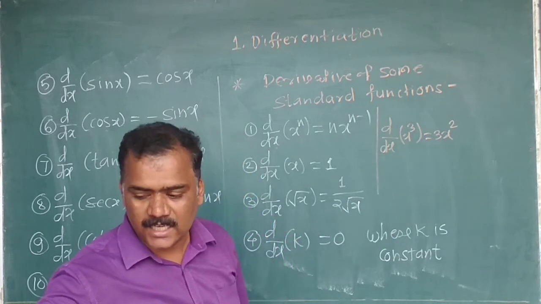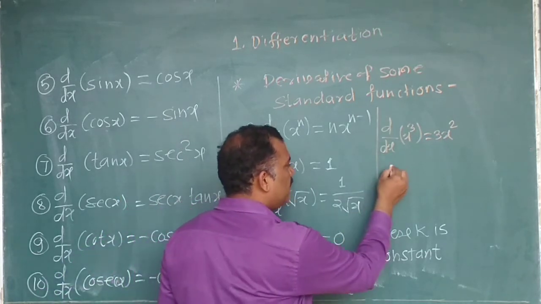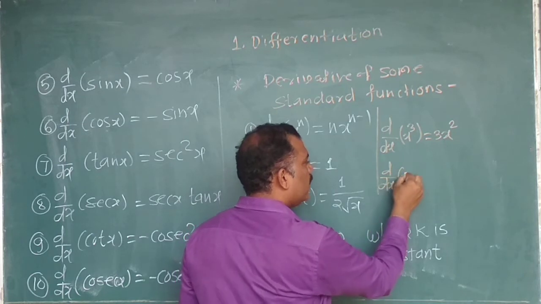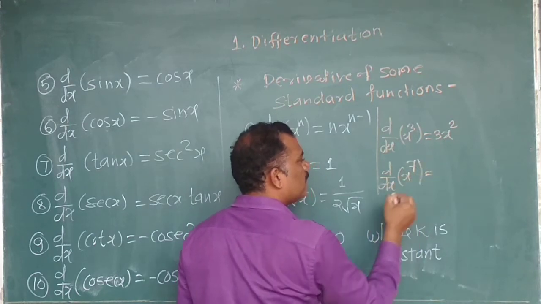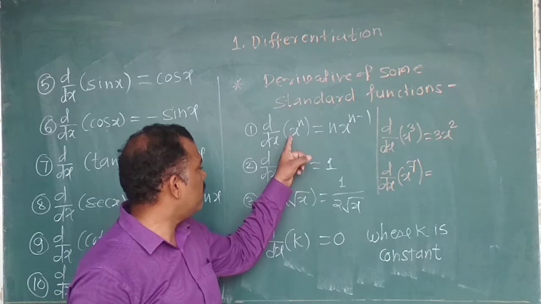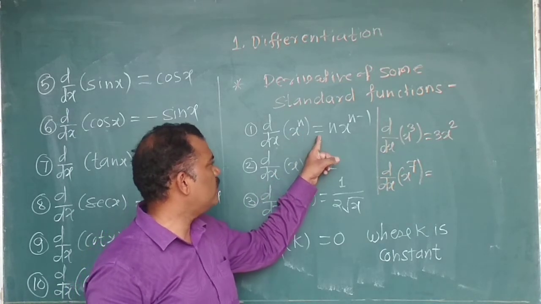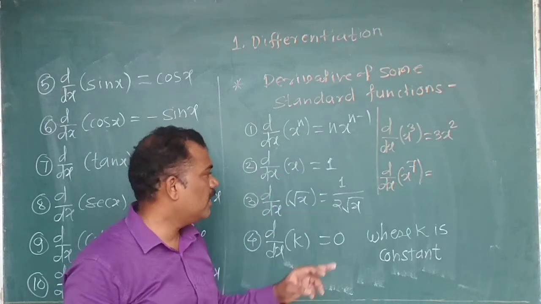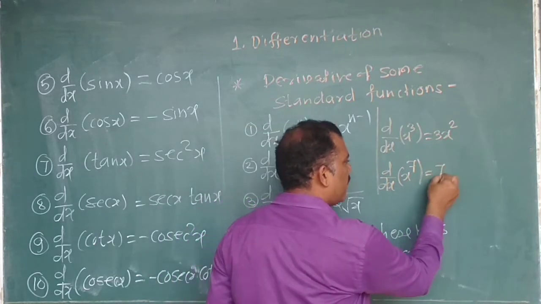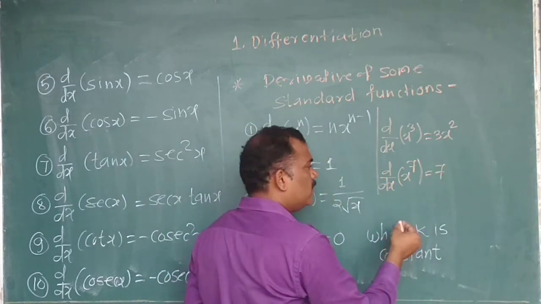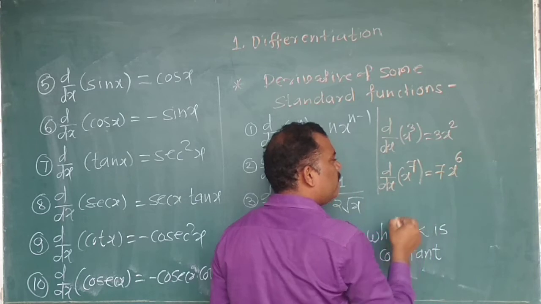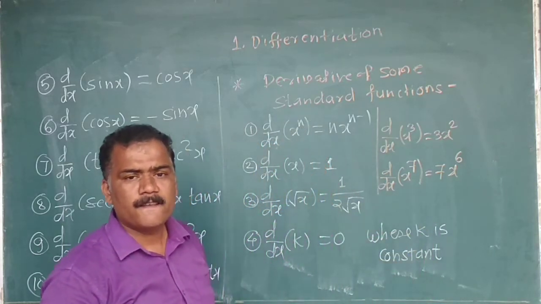Another example is d dx of x raised to 7. We use the formula d dx of x raised to n is equal to n into x raised to n minus 1. What is the power? 7. We take this power 7 as it is and subtract 1 from it, that is 7 minus 1, that is 6.